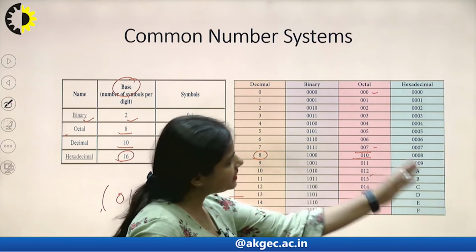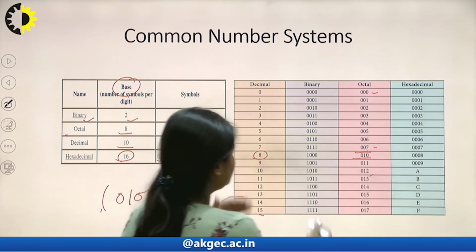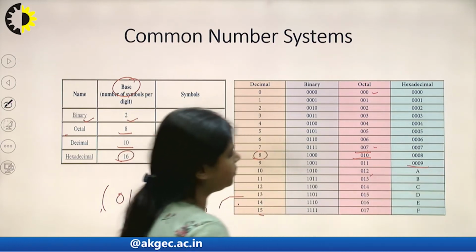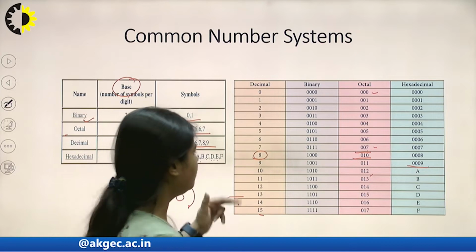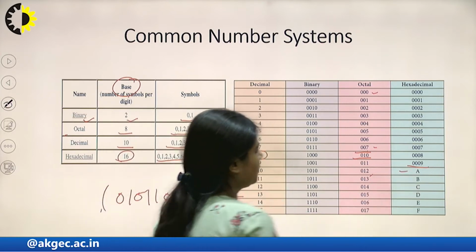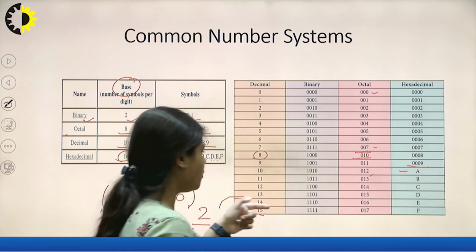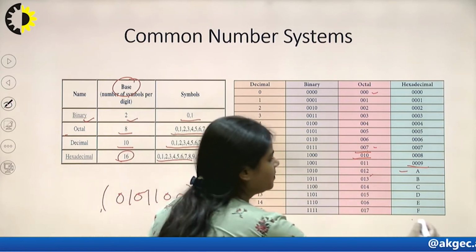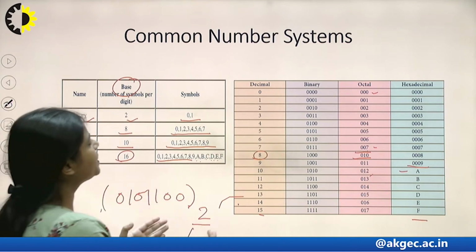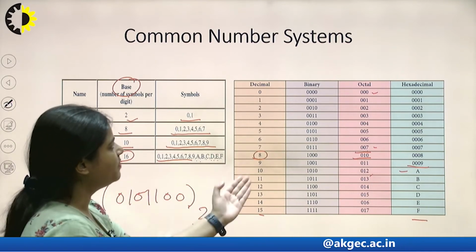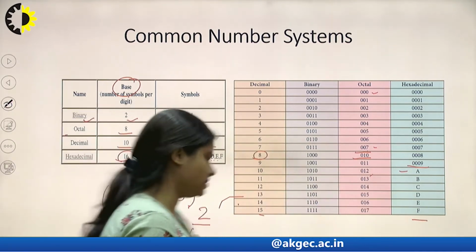In hexadecimal, how can we represent? Up to 9 we can represent like 0009. Whenever it comes to 10, we represent 10 as A, 11 as B, 12 as C, 13 as D, 14 as E, 15 as F. So this is the basic number representation in the form of decimal, binary, octal and hexadecimal.